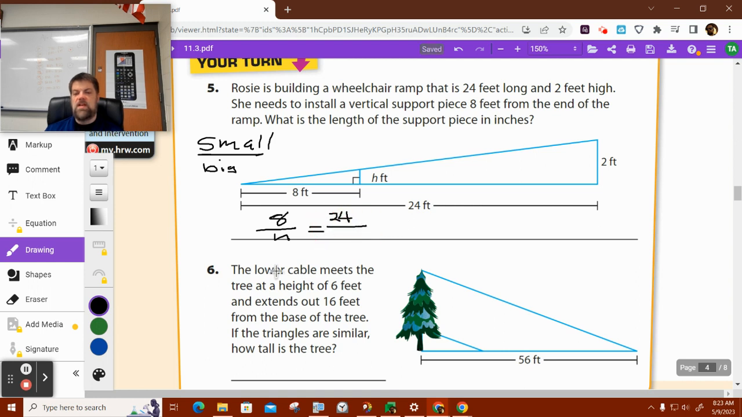And then what is the height of the big triangle? 2. So now if I want to solve this, I'm going to cross multiply. So what's 8 times 2? 16. And then I'm going to set that equal to 24h.